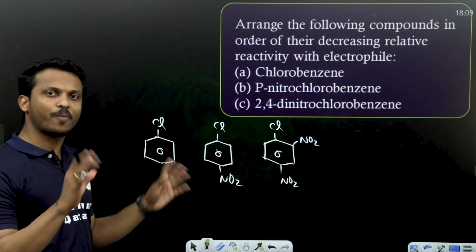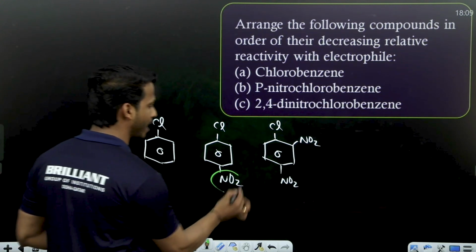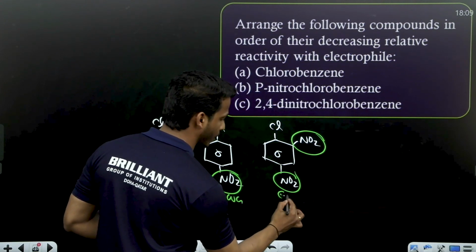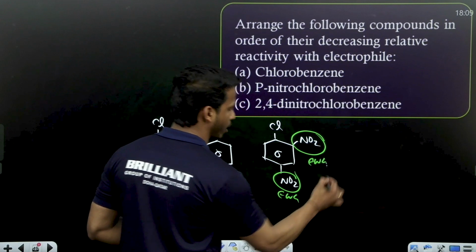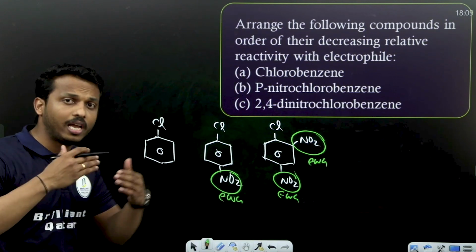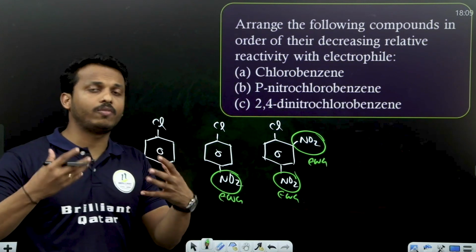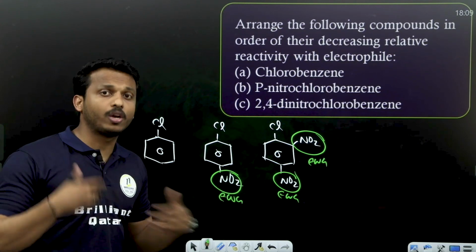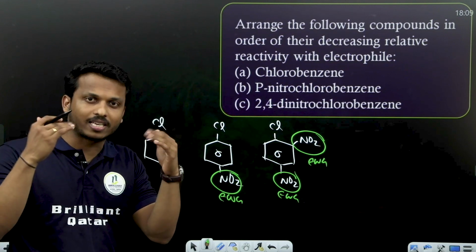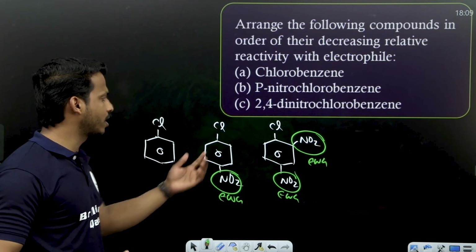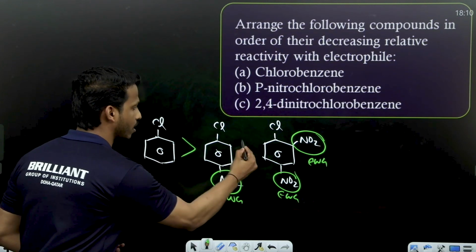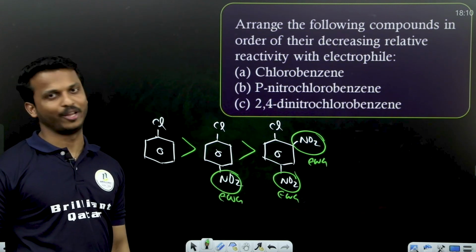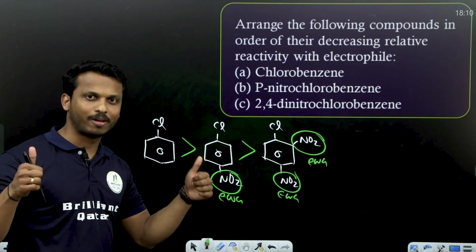All compounds have chlorobenzene in common. What is different? Nitro group is there. You know that nitro group is a withdrawing group. Just as we said now, only electron donating group will activate the ring for electrophile attack. Here, if more electron withdrawing groups are present, reactivity decreases. So which is most reactive? This. Least reactive? This. Correct? Because it has more electron withdrawing groups. Clear all of you? Perfect, right?